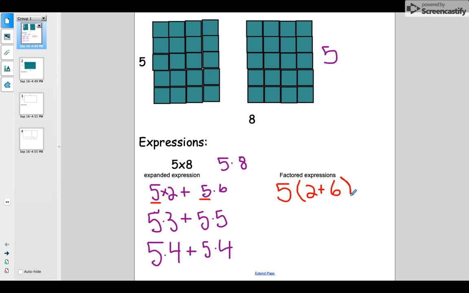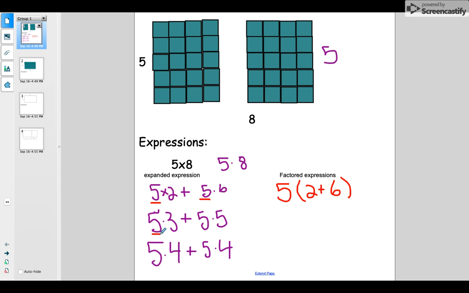And then close my parentheses. Again, when the number is right next to the parentheses, you know you're multiplying. If you think about order of operations again, 2 plus 6 gives me 8, so I'm back to 5 times 8. I could do the same thing with the other, 5 times 3 plus 5 times 5.